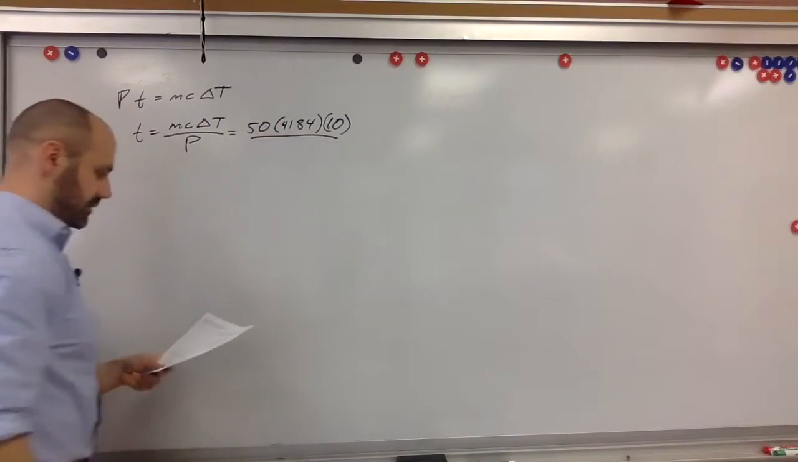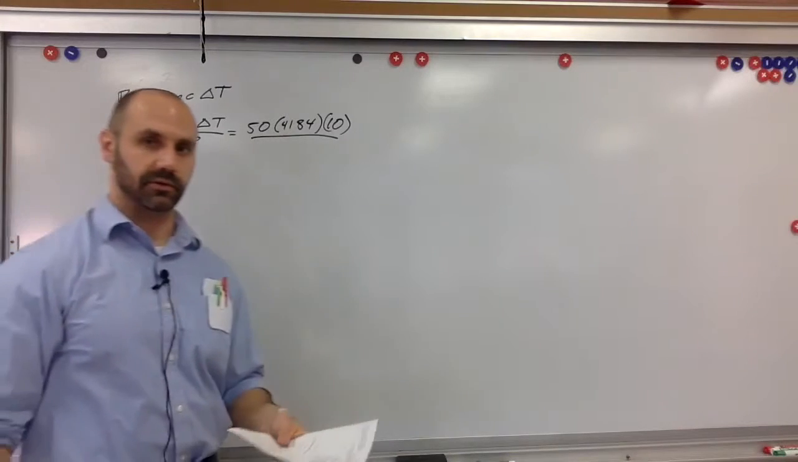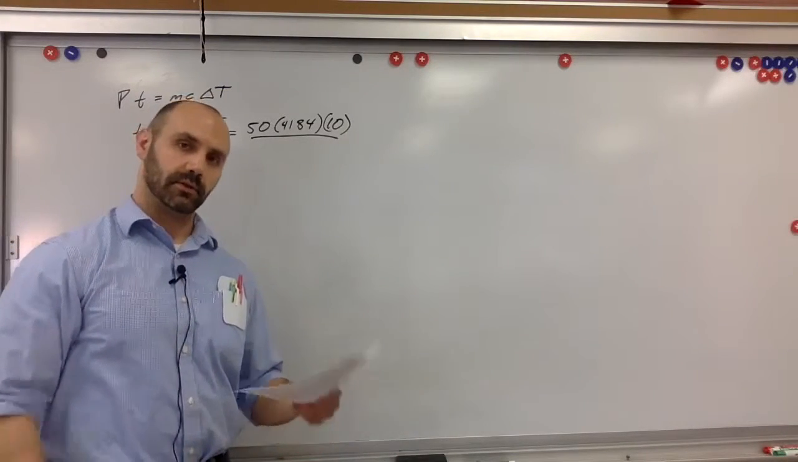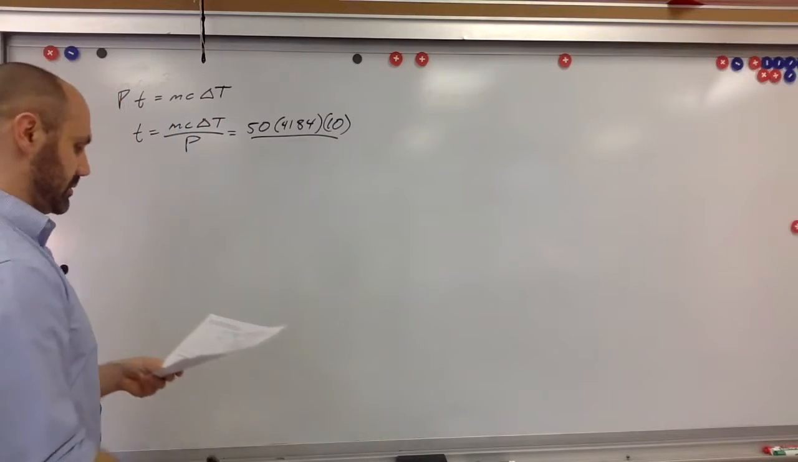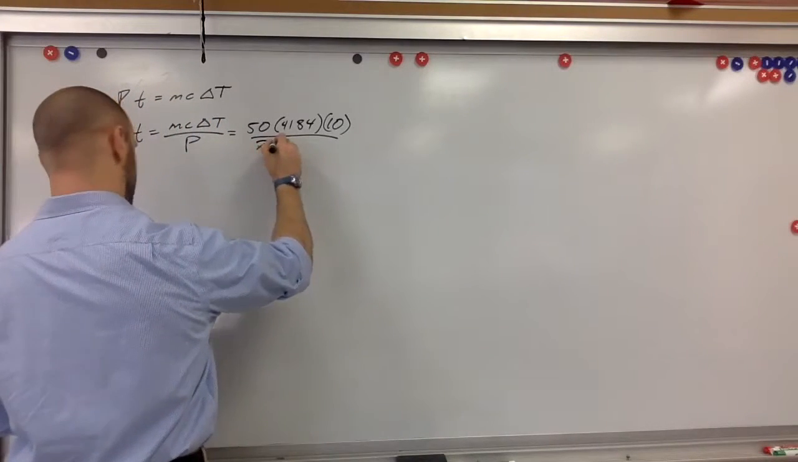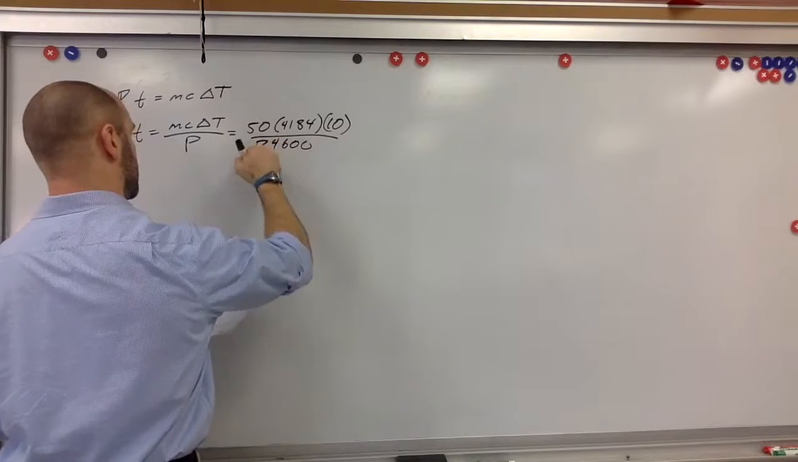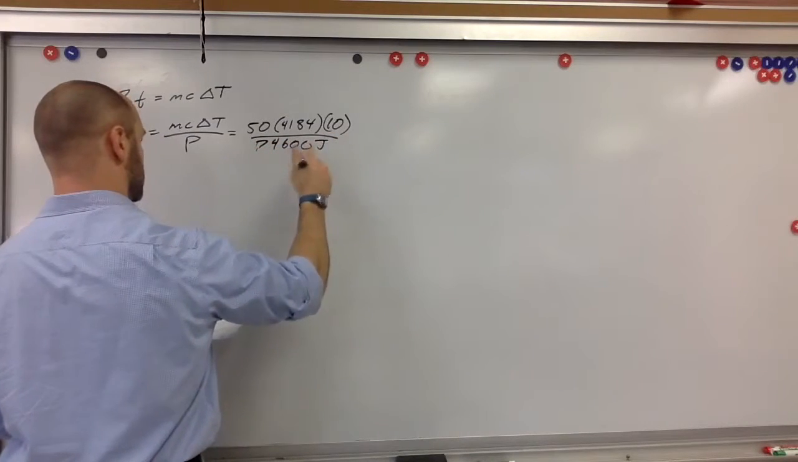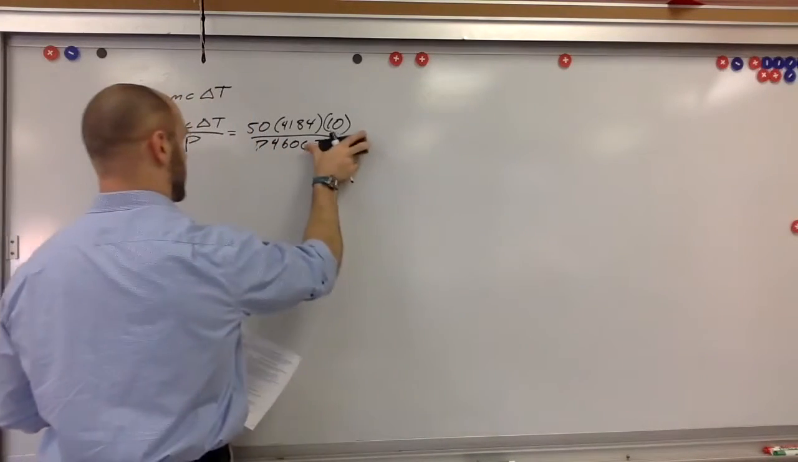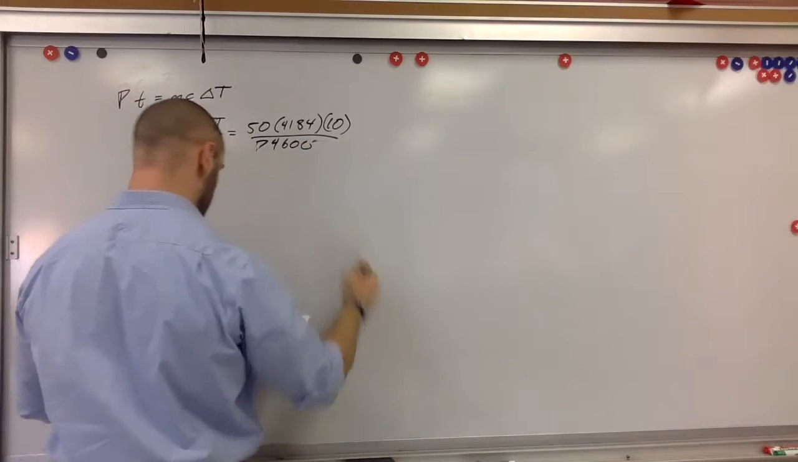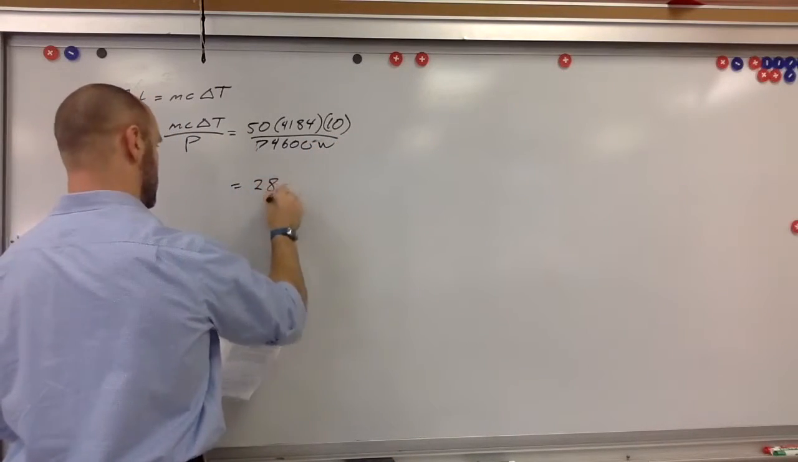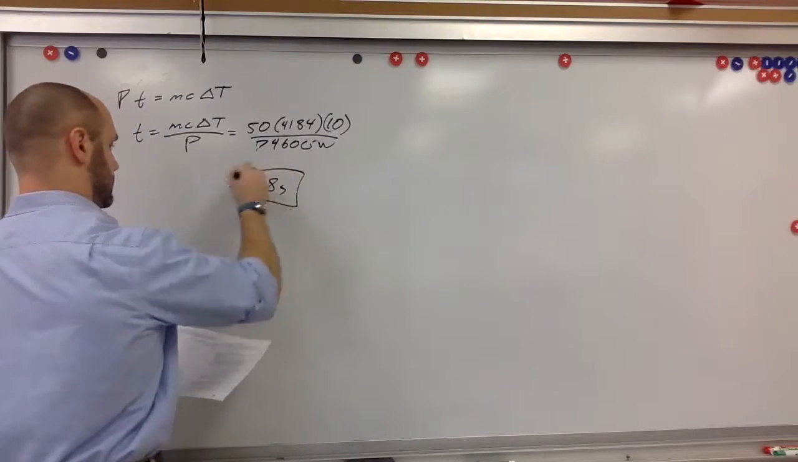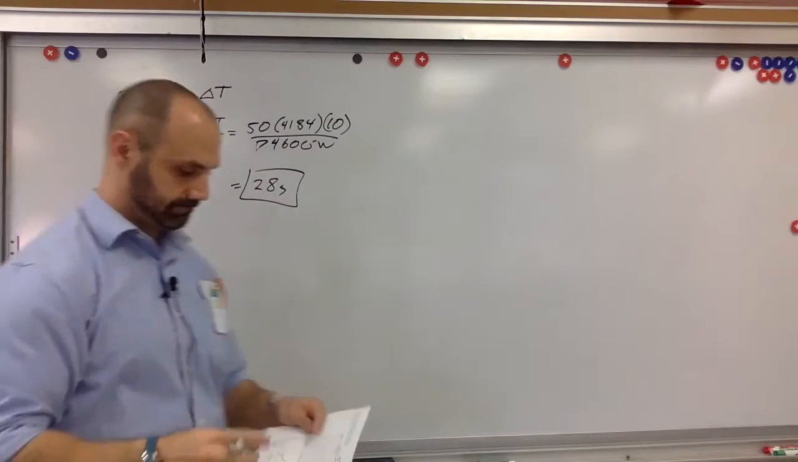The power here is given to me in horsepower, but 1 horsepower is 746 watts. So I multiply the 746 times 100, so I get 74,600 watts. Sorry, it's still watts there. And that gives me a time of 28 seconds. Okay.